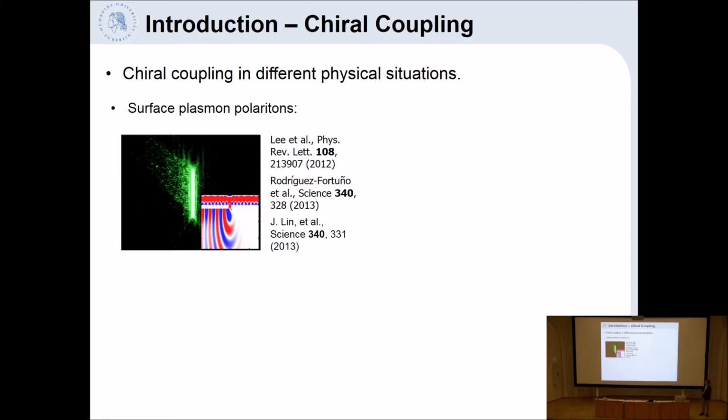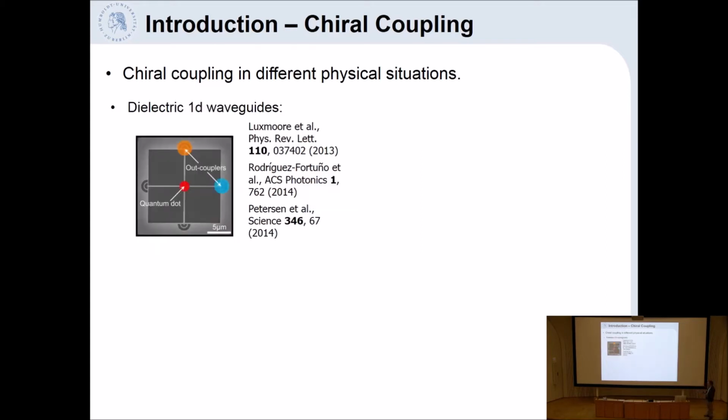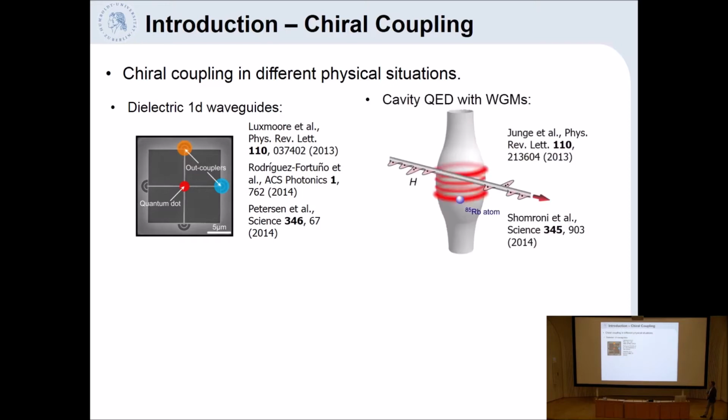Okay, so to my knowledge, it has been first observed with surface plasmon polaritons, excitations of a metal film on a surface, by illuminating a slit, and then seeing that when you illuminate that slit, the light goes preferably here to the left. With dielectrics, it has been observed with 1D waveguides, and here quantum dots coupled to 1D waveguides.